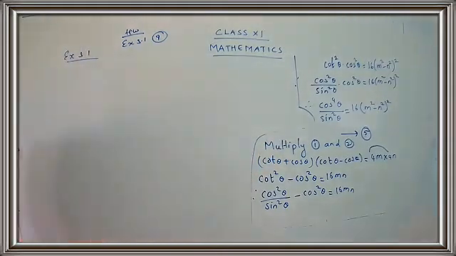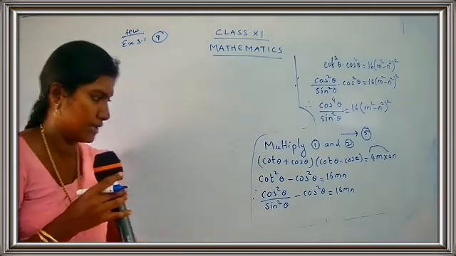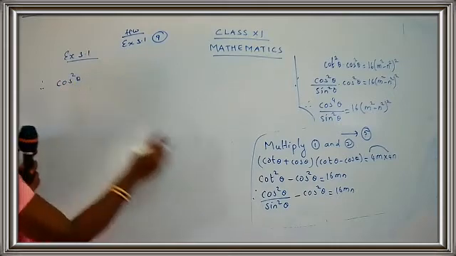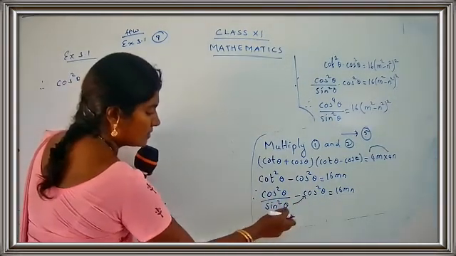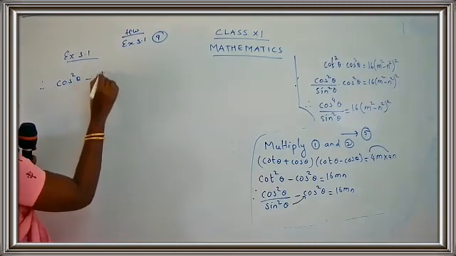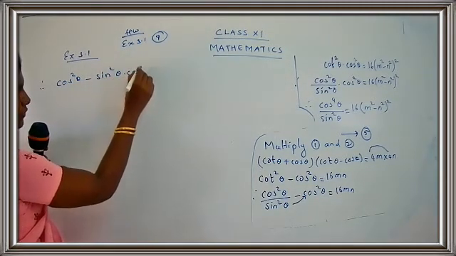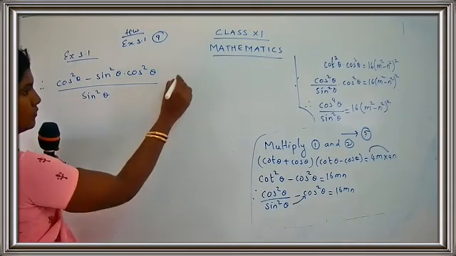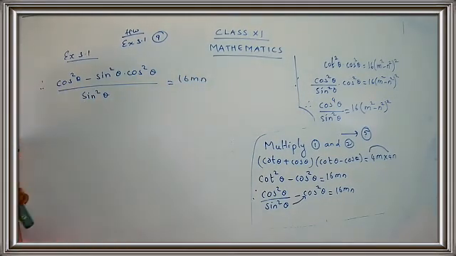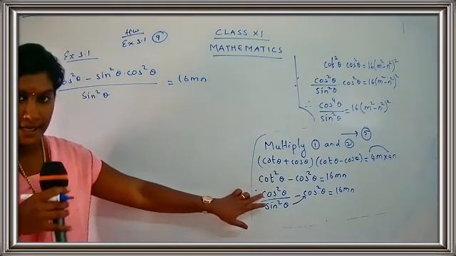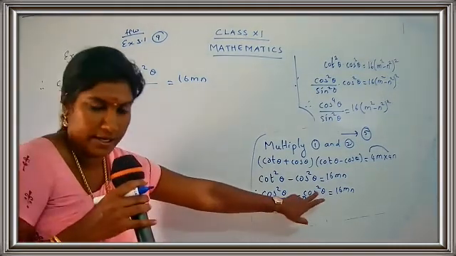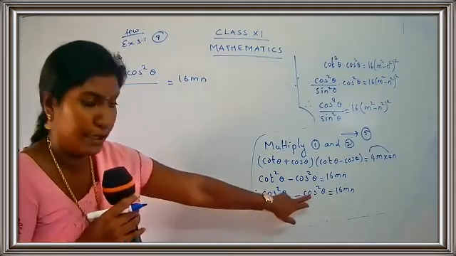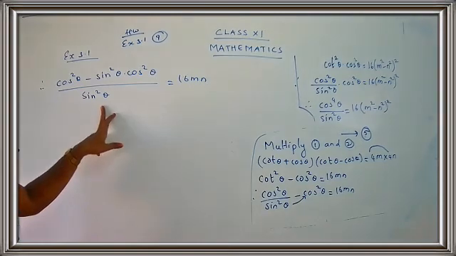Okay. So now what I'm going to do is cross multiply these two things together. So I get cos square theta, you see, cos square theta. I'm going to multiply this, sin square theta, cos square theta. Are you clear with this step? And I'm going to take a common denominator, that is sin square theta, is equal to 16 mn. Clear, children? Cos square theta upon sin square theta minus cos square theta. Take the LCM, that is cos square theta minus sin square theta into cos square theta upon sin square theta.